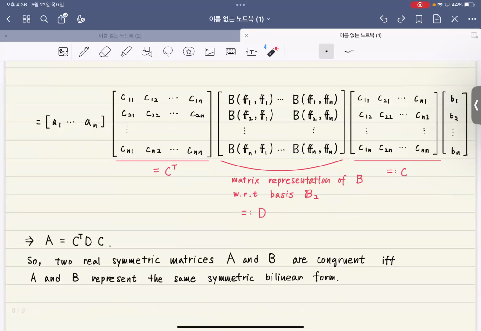I already spelled out the theorem. Two real symmetric matrices A and B are congruent if and only if A and B represent the same symmetric bilinear form. So now a very natural question arises. Suppose that you have randomly chosen two n by n real and symmetric matrices. How do you know that those two represent the same symmetric bilinear form? In other words, how do you know they are congruent or not?